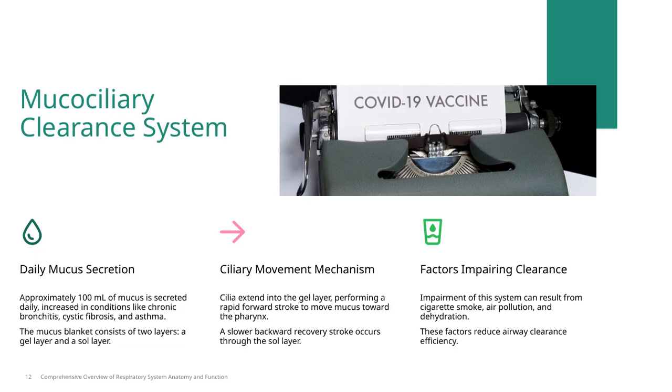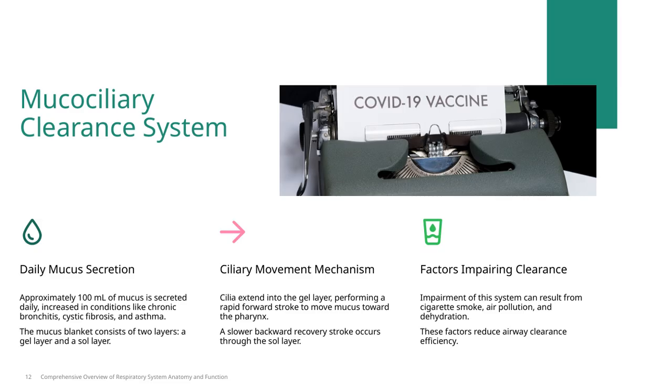Let's take a closer look at how the respiratory system keeps itself clean through the ciliary movement mechanism. Cilia are tiny hair-like structures that extend into the gel layer of mucus. They perform a rapid, forward stroke that moves mucus toward the pharynx, helping to clear debris and pathogens from the airways. After this, there's a slower, backward recovery stroke through the sole layer, which resets the cilia for the next beat. This coordinated movement is essential for maintaining clear airways.